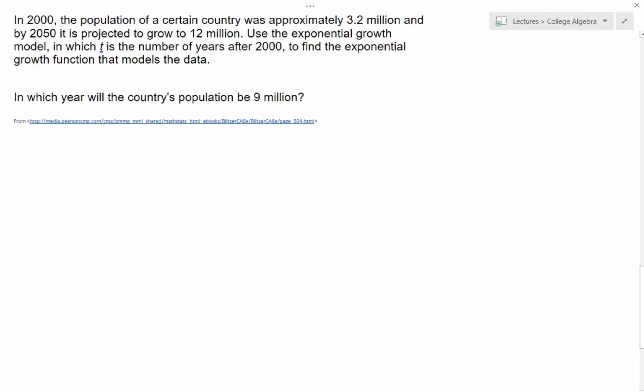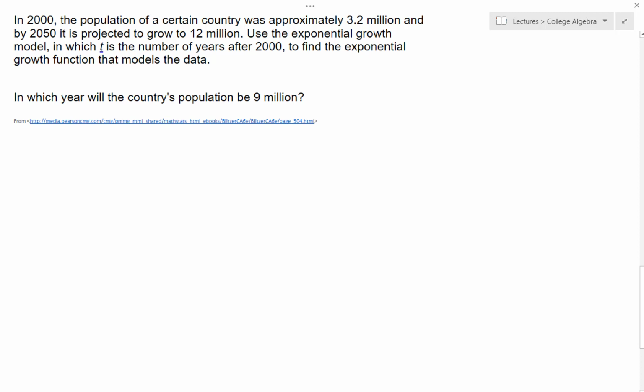So this problem states that in 2000, the population of a certain country was approximately 3.2 million, and by 2050, it is projected to grow to 12 million. Use the exponential growth model, in which t is the number of years after 2000, to find the exponential growth function that models the data. And then the question asks, in which year will the country's population be 9 million?